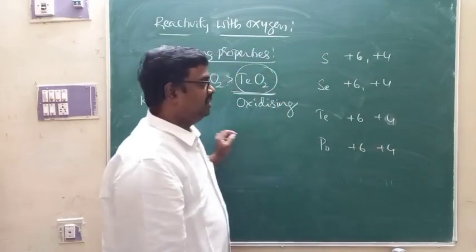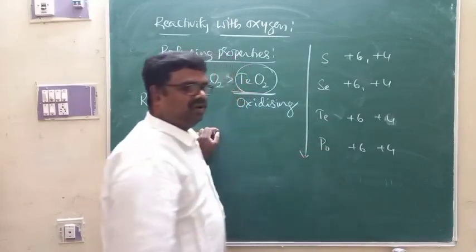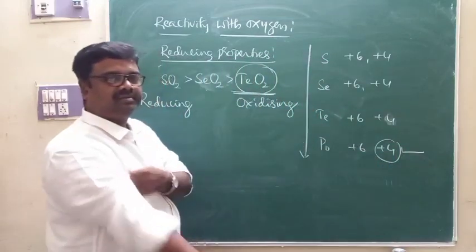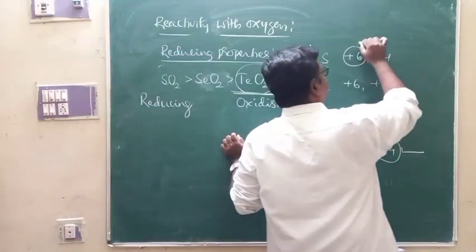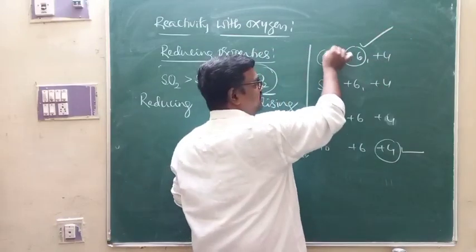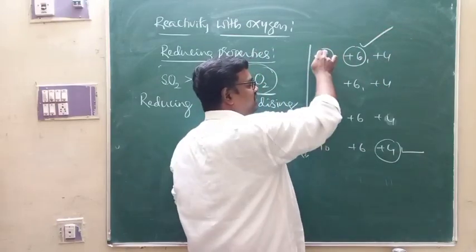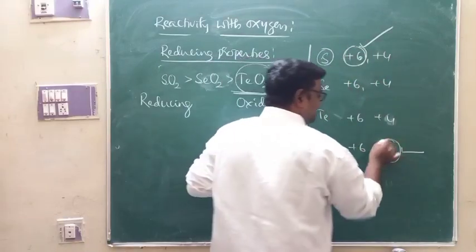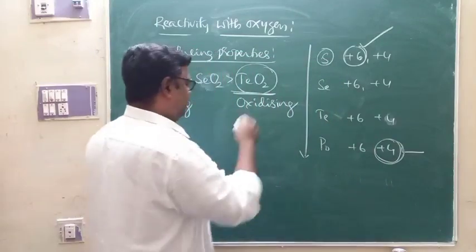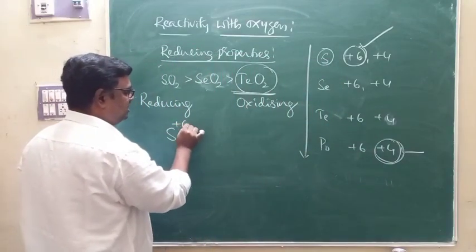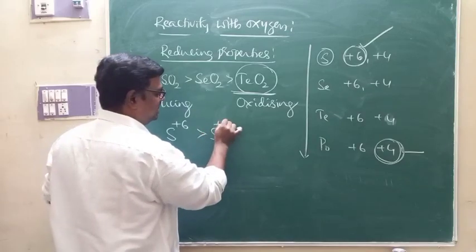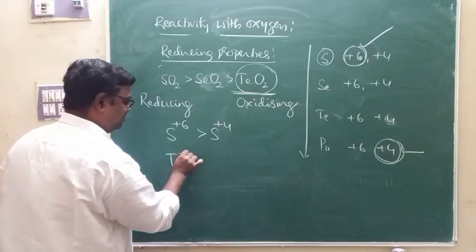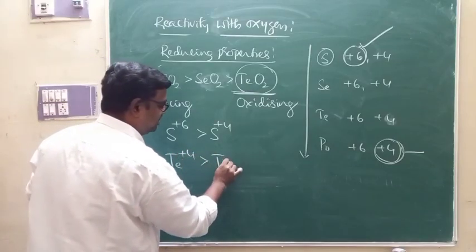And I said already, if I move from sulfur to polonium, the stability of +4 increases. In the beginning, +6 is more stable. At the top of the group, +6 is more stable. At the bottom of the group, +4 is more stable. In the case of sulfur, S +6 is more stable than S +4, whereas in the case of tellurium, which is at the bottom, Te +4 is more stable than Te +6.